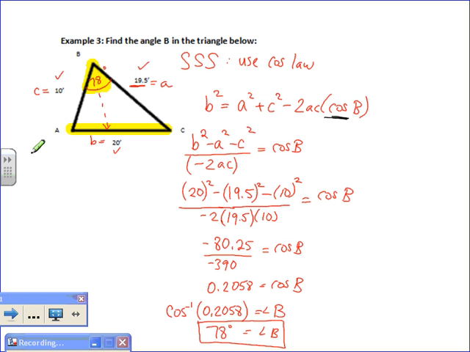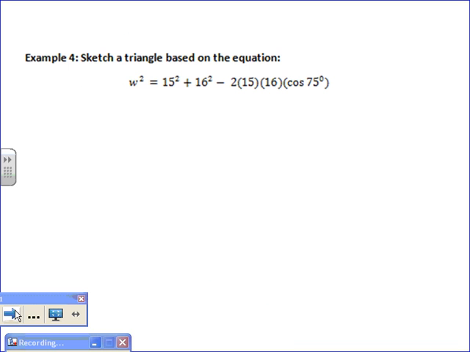Okay, the very last question that we'll do here together is just to sketch a triangle, because this is always really useful. It's working backwards. Okay, so on the bottom of your notes here, you have one last question. Sketch a triangle based on this equation. This is cosine law. W squared equals 15 squared plus 16 squared minus 2 times 15 times 16 times the cos of 75 degrees.